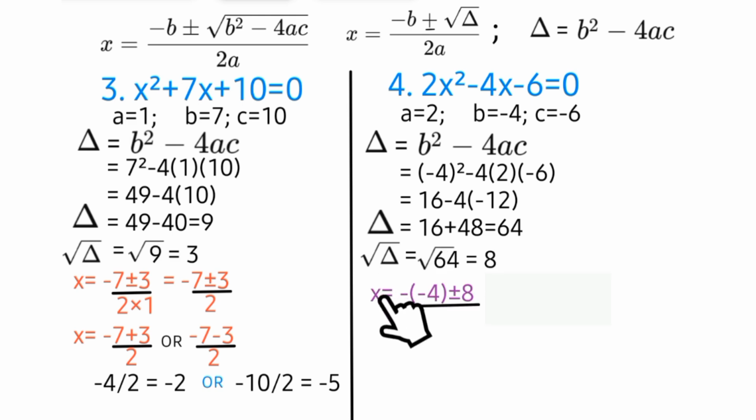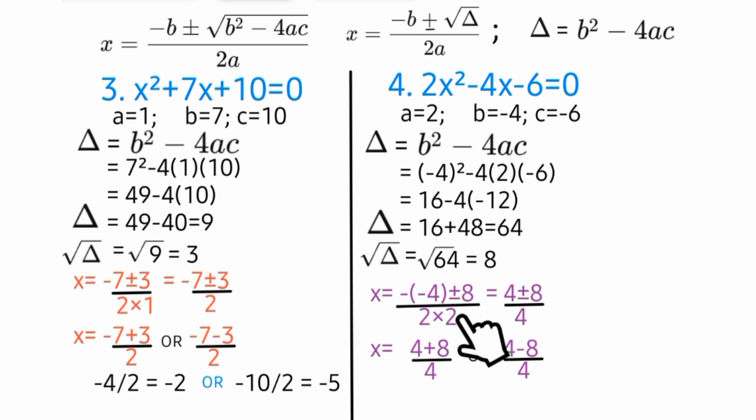Now let's solve for x. X will be equal to minus b, and b value is minus 4, plus or minus square root of discriminant. Square root of discriminant is equal to 8 over 2 times a, our a value is 2, equal to minus times minus gives plus. That is, the minus here eliminates the minus here. So we have positive 4 plus or minus 8 all over 2 times 2 gives 4.